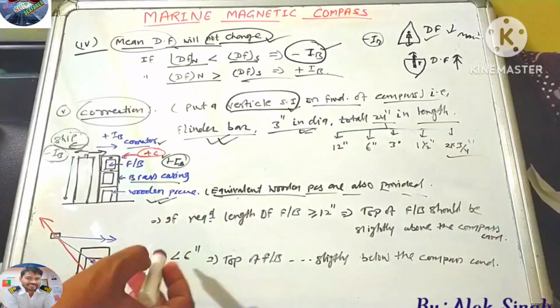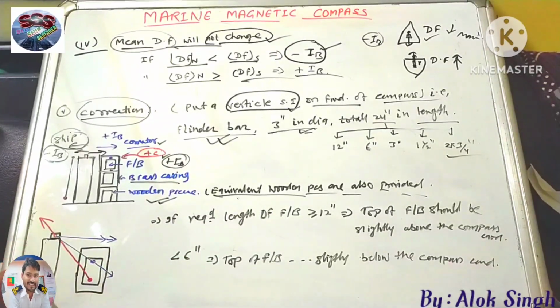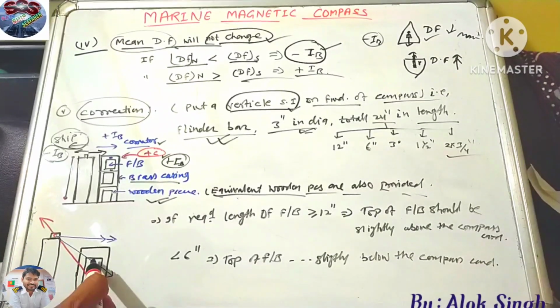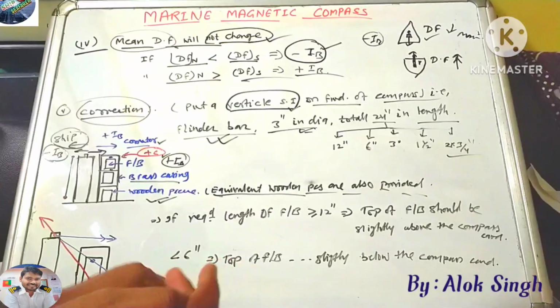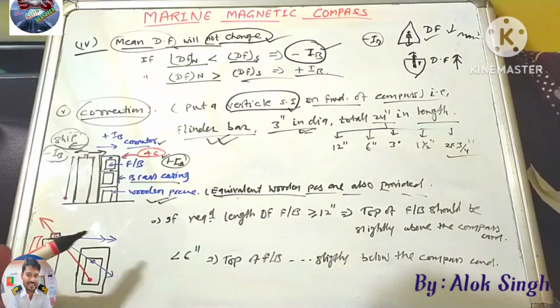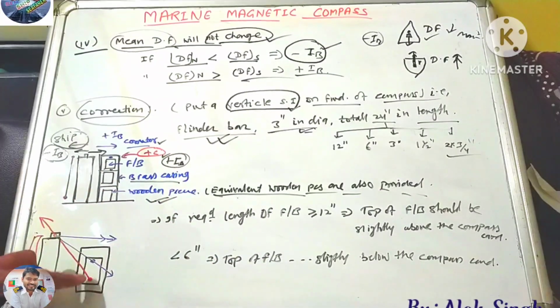But the one more thing here to notice is, suppose this is your compass, and you are putting a Flinders bar here. So this Flinders bar will be induced in the same way as your funnel is inducing here, red and on the top is blue, red and blue here. Same way this one also.